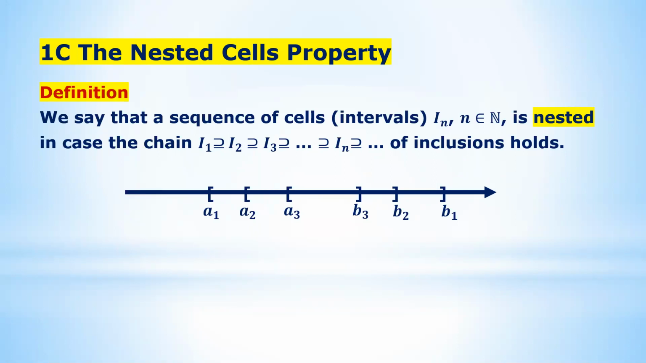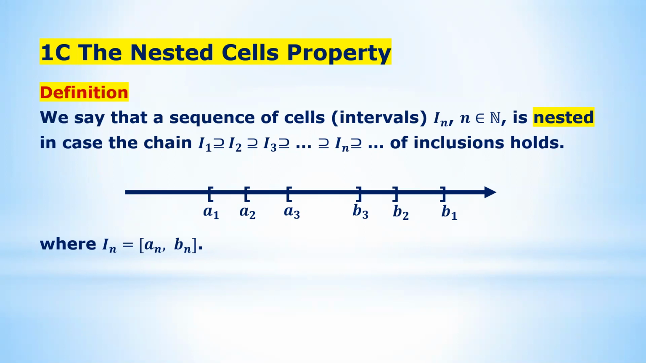The first thing we define is what we call a sequence of cells which is nested. A sequence of cells is nested if there's a chain of inclusion: I1 contains I2, contains I3, and so on. Each I is an interval, I_n equals [a_n, b_n], a closed interval. In this chapter, when we talk about the nested cells property, we're talking about closed intervals.